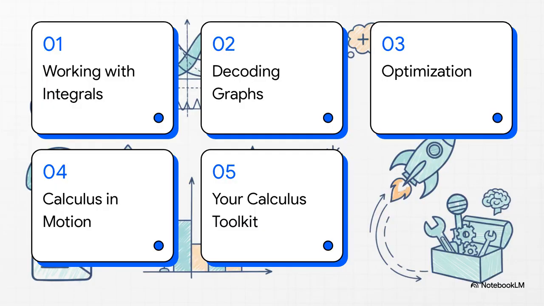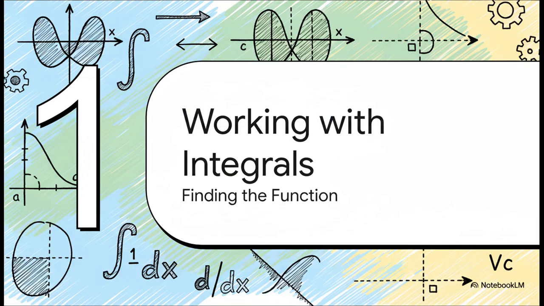All right, here's the game plan. We're going to start by learning how to work backwards. Then, we'll decode the secret language hidden in graphs, figure out how to find the absolute best solution to a problem, and finally, we'll put it all into motion. By the end of this, you're going to have a powerful new toolkit for looking at the world. Okay, let's get into our first tool.